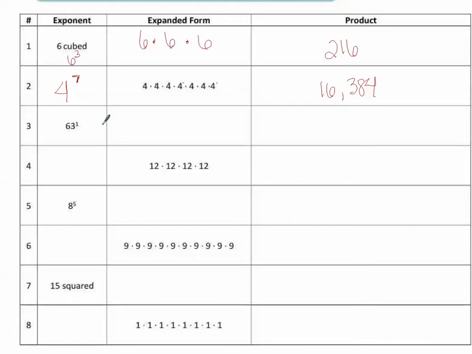In the next example, it's 63 to the first power. Remember, the exponent tells you how many times to multiply it. So in this case, you're only multiplying it one time, which is 63. So the product is also 63.